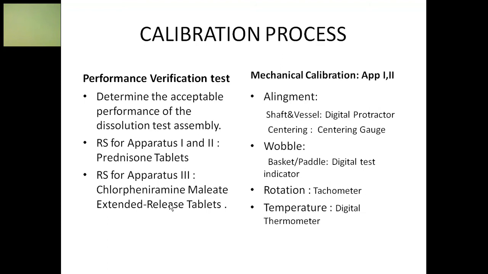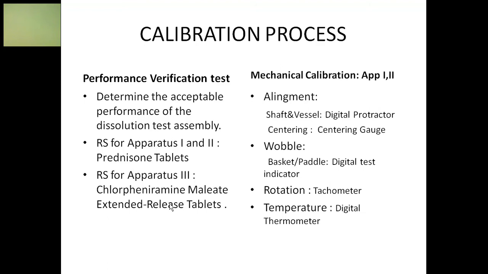So for that we use different instruments for checking the shaft and vessel alignment. We use a digital protractometer which checks whether the shaft and the vessel are at 90 degree. Secondly, for checking the centering, we use a centering gauge, and the centering gauge allows a deviation of not more than 2 millimeter. Next is the wobbling. Wobbling is a typical rotation that is produced by the basket or the paddle, in which it rotates in its axis and also makes a rotation in a circular way. That is, you can say it's a kind of dancing movement.